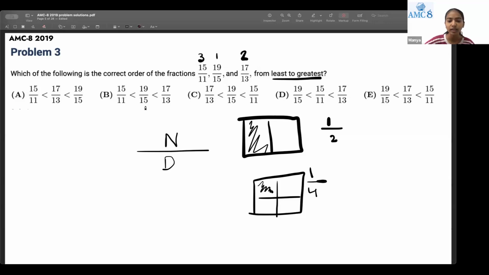So now we need to find the answer choices. The largest number will be over here. So the largest number is 15 over 11. So this one's wrong, this one's wrong, this one's wrong. So it's either C or E. 17 over 13 will be the middle number, so it's E, so it cannot be C. And then 19 over 15 will be the one on the left side. So 19 over 15 is smaller than 17 over 13, which is smaller than 15 over 11. And that's how we got our answer choice E.